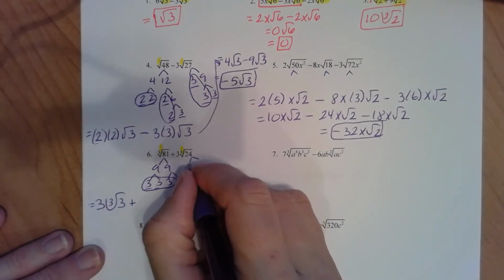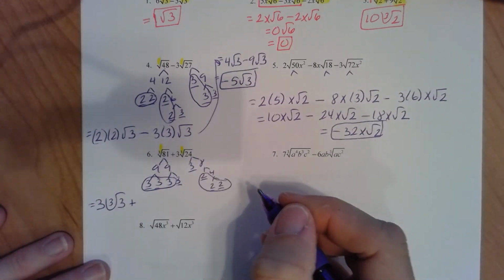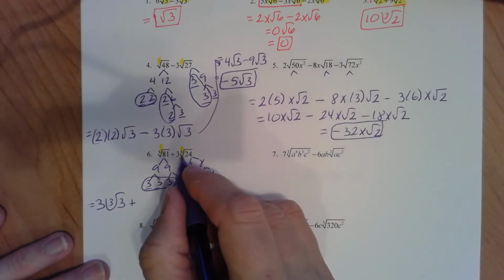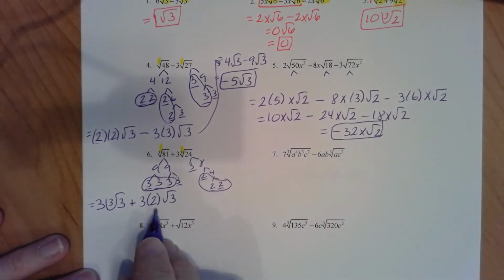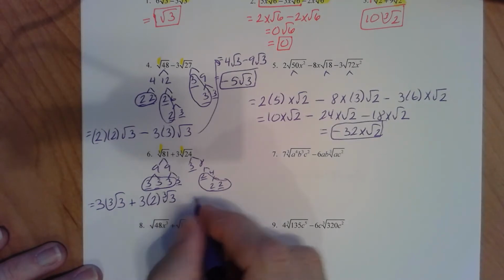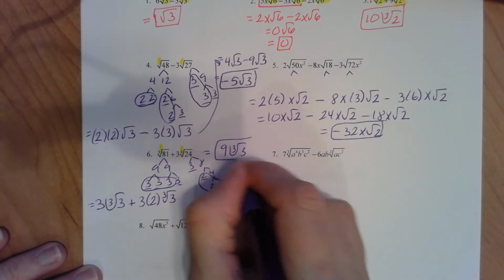Plus, the 24 would be 3 times 8. 8 is 2 times 4, and 4 is 2 times 2. But what's already out there is a 3. So we have a 3 on the outside, a 2 comes out, and a 3 is left underneath. So we end up with the cubed root of 3. And so that just ends up being 9 cubed root of 3. Don't forget your index, right? So we end up with 9 cubed root of 3.